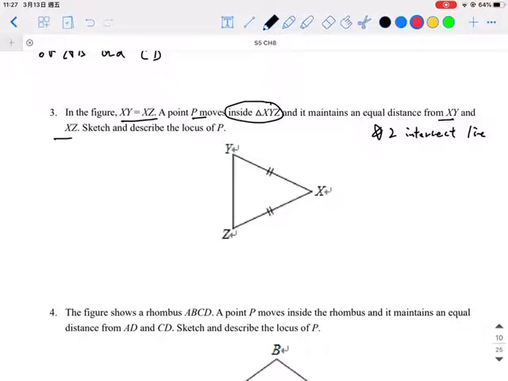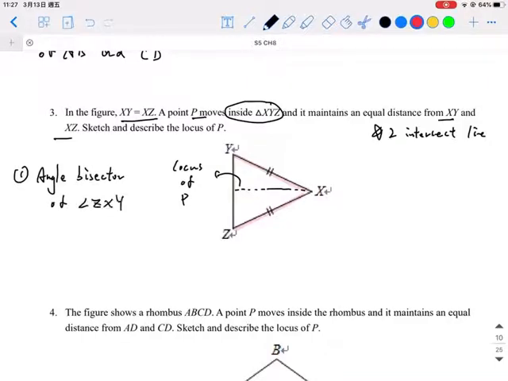So now XY is here and XZ is here. So it should be the angle bisector of angle YXZ, which is the locus of P. So how can I describe this? The first is the angle bisector of angle ZXY, and the second is that the line is inside triangle XYZ.